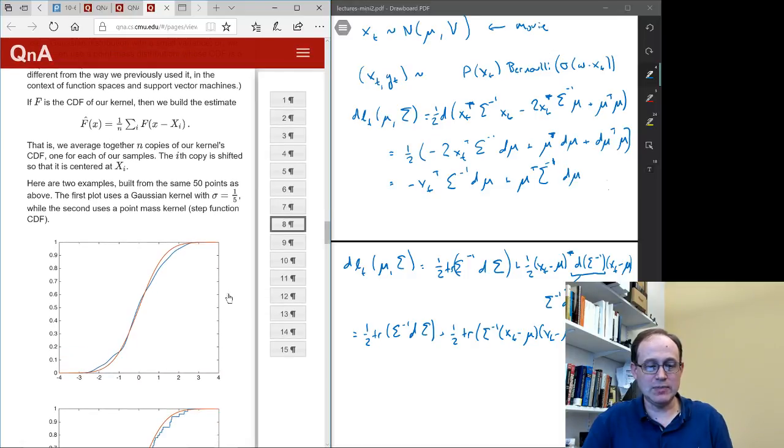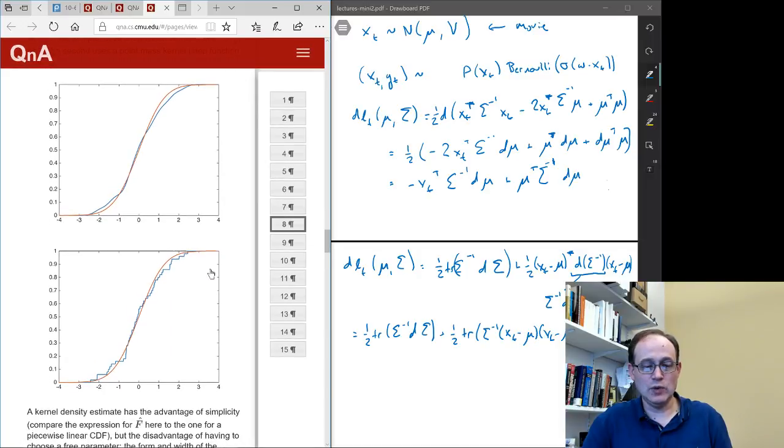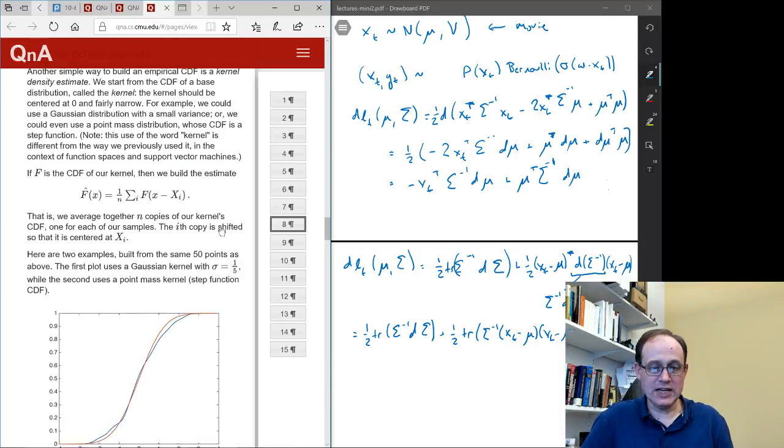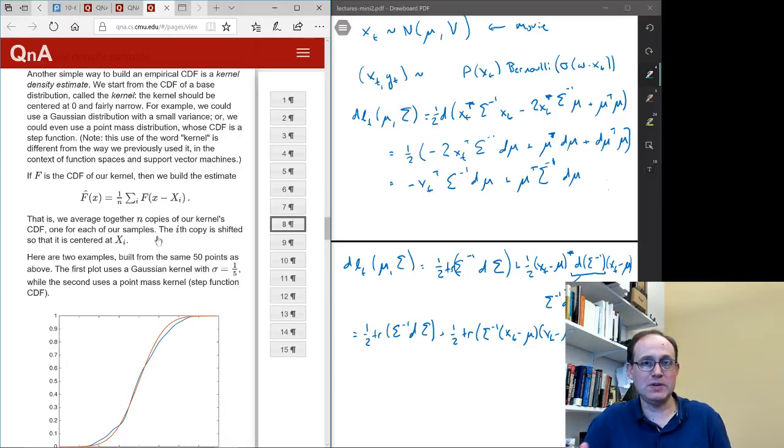So here's an example, right? So the red is again the true, and with a narrow Gaussian kernel, we get the blue line as the empirical estimate, and with a step function kernel, we get this staircase blue line as our estimate. Okay, and so a kernel density estimate has a much simpler expression than the piecewise linear CDF, but it has the disadvantage that we have to choose what distribution we're going to use as the kernel.